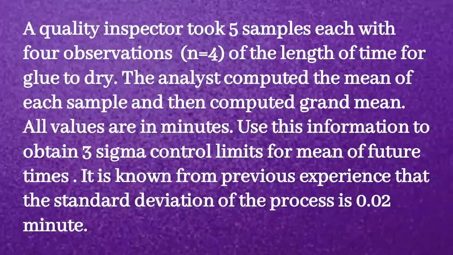Given question: A quality inspector took 5 samples, each with 4 observations of the length of time for a glue to dry. The analyst computed the mean of each sample and then computed the grand mean. All values are in minutes. Use this information to obtain 3 sigma control limits for the mean of future times. It is known from previous experience that the standard deviation of the process is 0.02 minute.